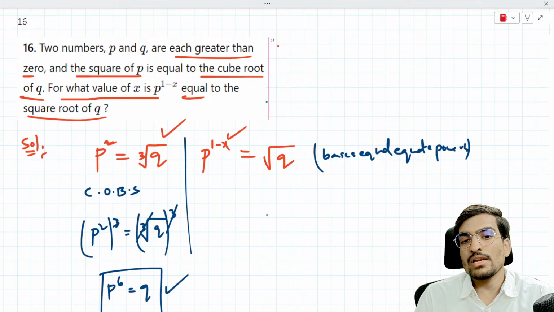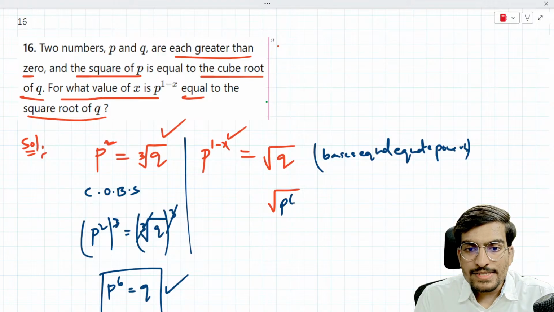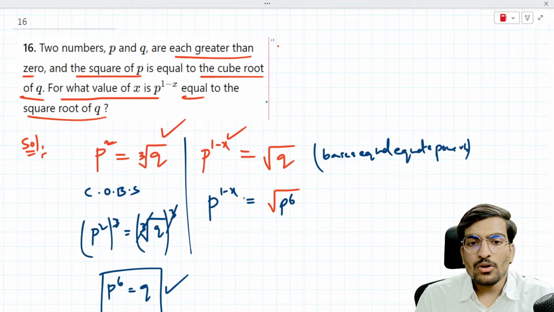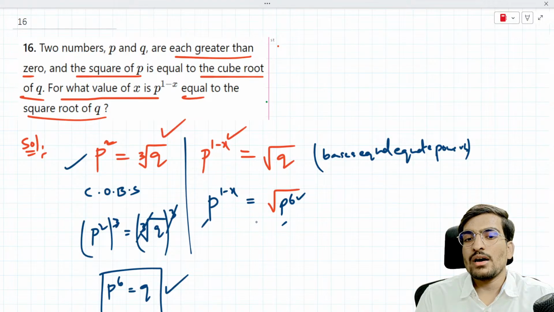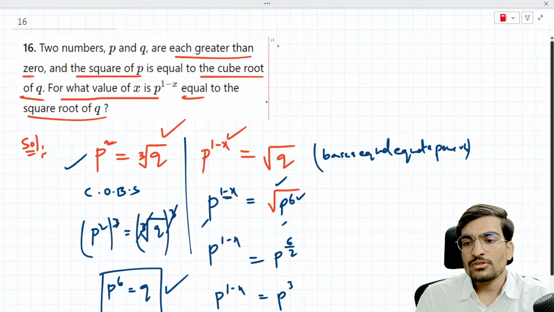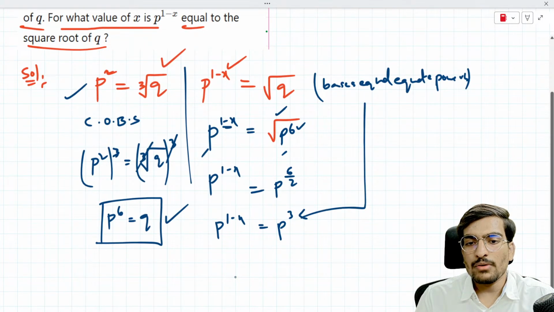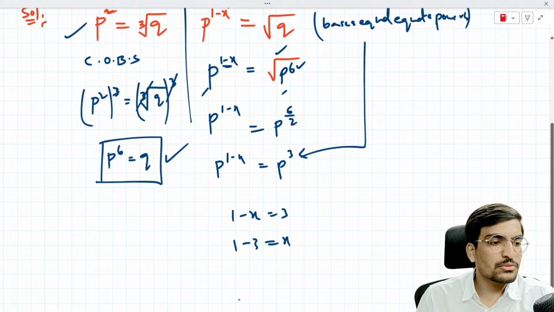We use this q value here: it will be the square root of p power 6, which equals p raised to the power of 1 minus x. Now you see the bases are the same, and I'm going to equate powers, but we have to simplify this part first. So that will be p raised to the power of 6 by 2, which is p cubed. Now the bases are equal, so we equate powers: 1 minus x equals 3. 1 minus 3 equals positive x, so x equals negative 2. Yes, negative 2, super.